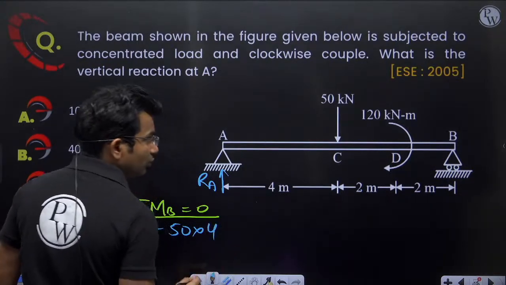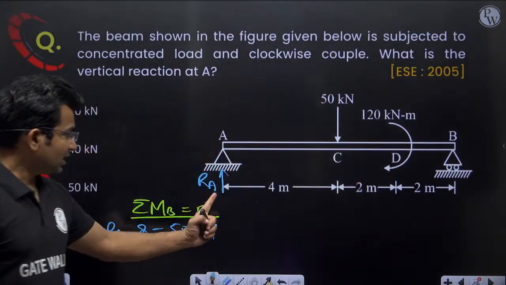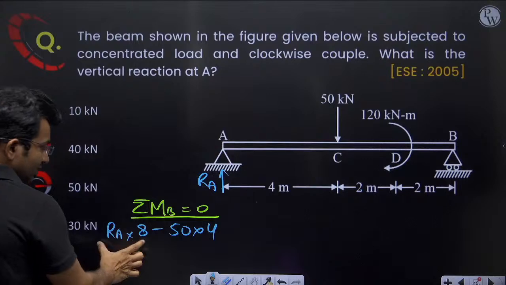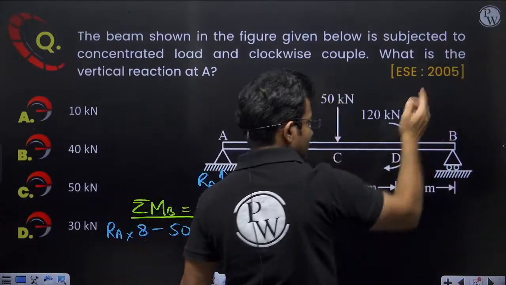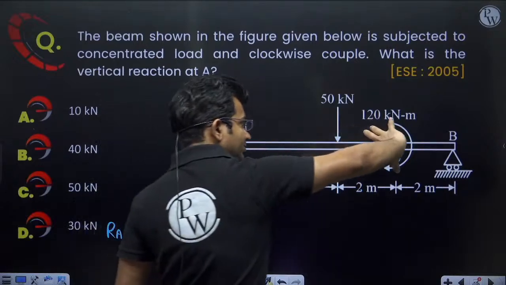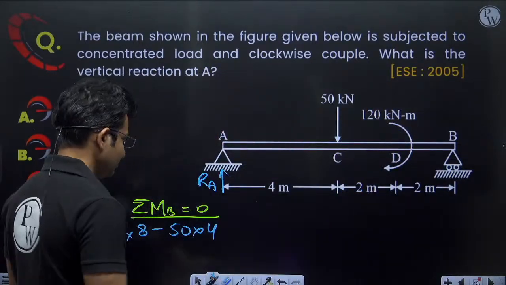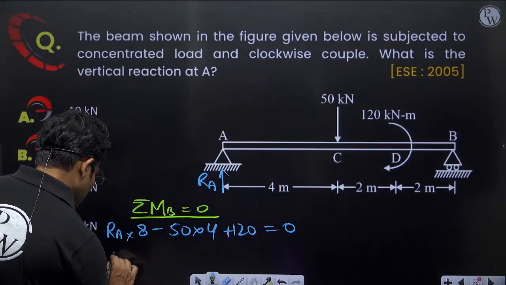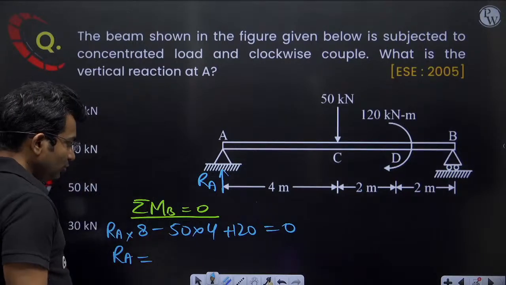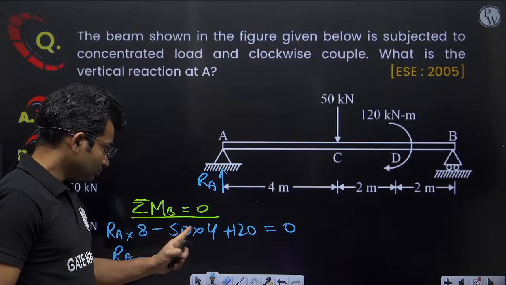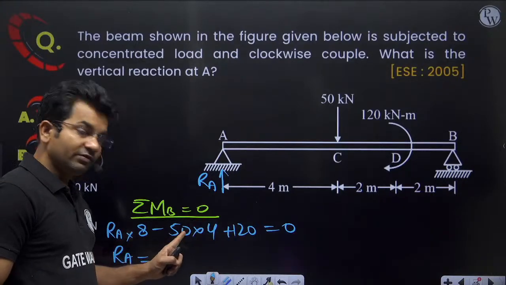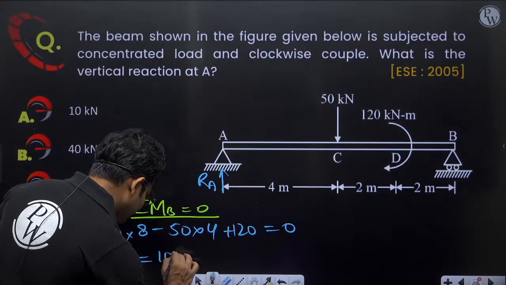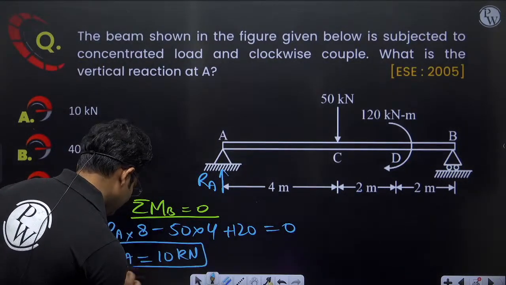So minus 50 into 4. Now this RA is giving clockwise rotation, so I have taken it positive. This 50 is giving anti-clockwise rotation, so I have taken it negative. And this 120 kilonewton meter is again giving clockwise rotation, so I am taking it positive. So plus 120 kilonewton meter, that will be equal to 0. So 8 RA will be equal to 50 into 4, that is 200, minus 200 plus 120 is minus 80. So RA will be equal to 10 kilonewton. RA is 10 kilonewton. Clear?